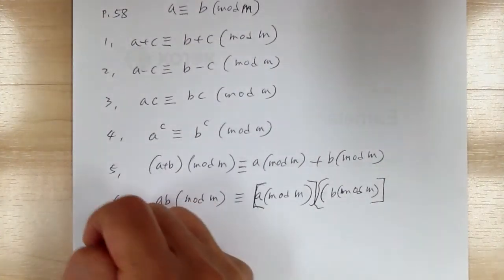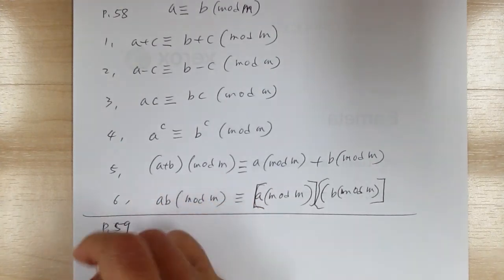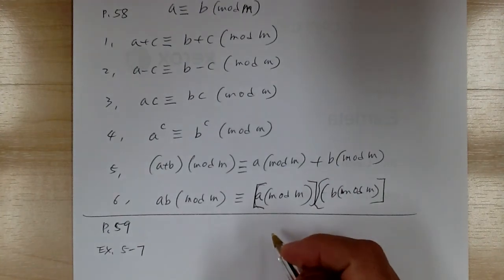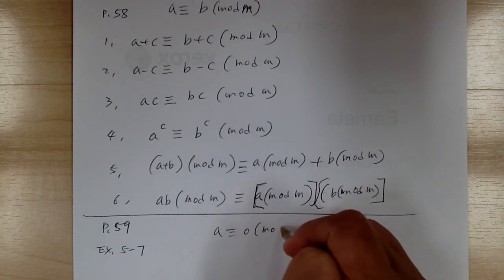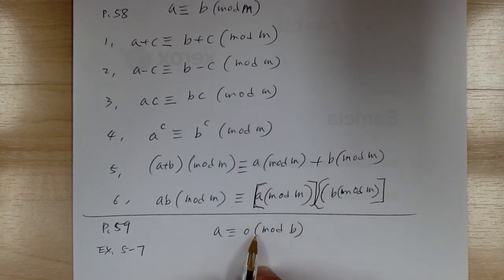Now let's go to page 59 and example 5-7. It says if we're given that A is congruent to 0 mod B, then the remainder when A is divided by B is 0. Remember, this is remainder. So when A is divided by B, the remainder is 0. That means B can divide A exactly. That means B is a factor of A, and A is a multiple of B.